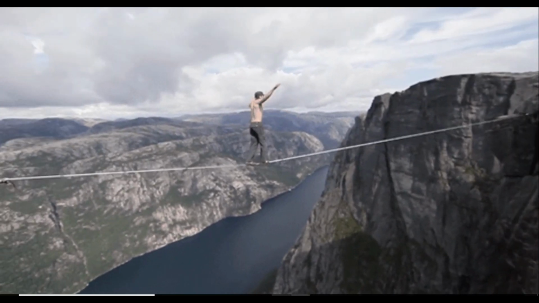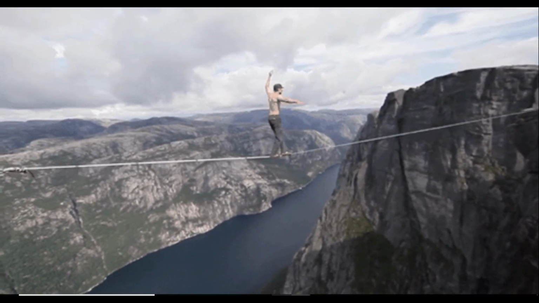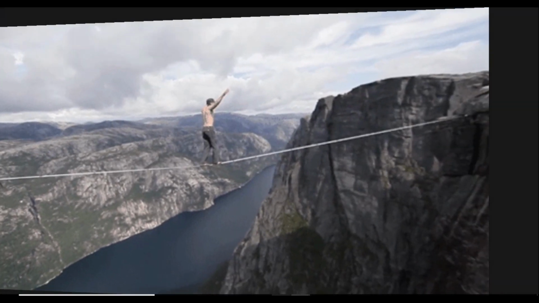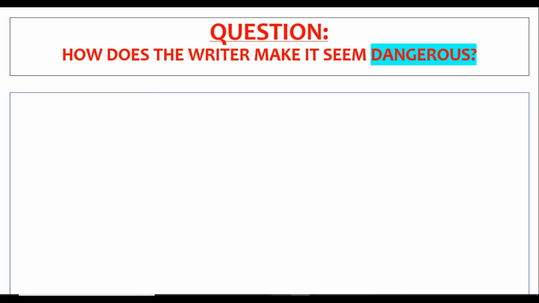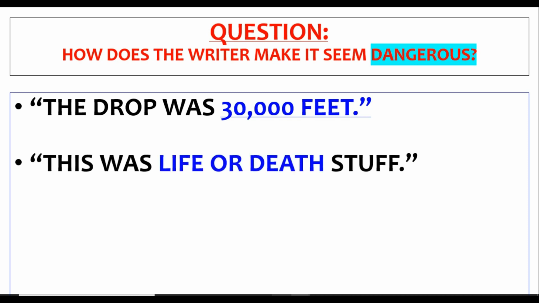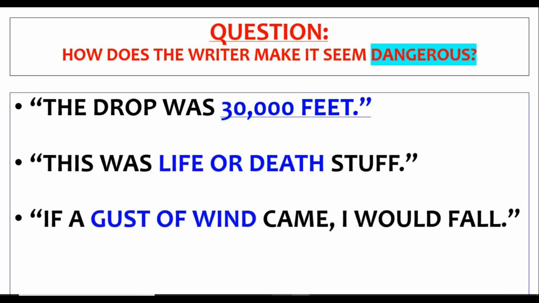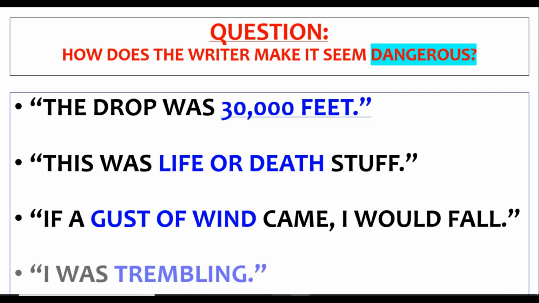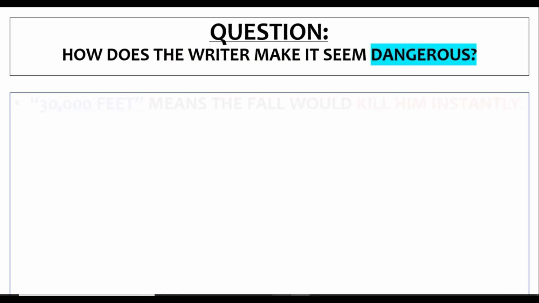Another example, this is from an exam paper about 2 men who did a tightrope over Niagara Falls, over the waterfall. The question was, how does the writer make it seem dangerous? The drop was 30,000 feet. This was life or death stuff. If a gust of wind came, I would fall. I was trembling. So look at those 4 quotes, and if you want to, pause. And how could you answer the question, how does the writer make it seem dangerous?